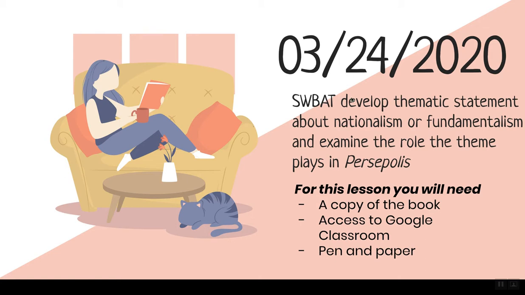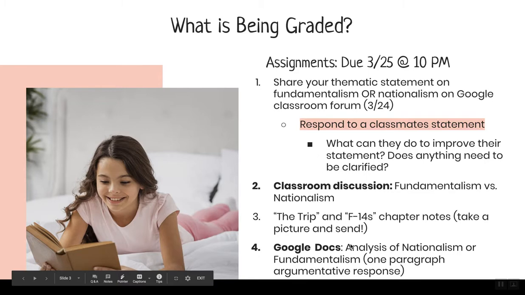So your objective for today is to develop a thematic statement about nationalism or fundamentalism and examine the role the theme plays in Persepolis. So you're really thinking about how nationalism or fundamentalism, whichever one you choose, has been developed throughout Persepolis. For this lesson, you're going to need a copy of the book. There's an ebook link in the PowerPoint slide. I'll show you access to Google Classroom, and a pen and paper for your notes.